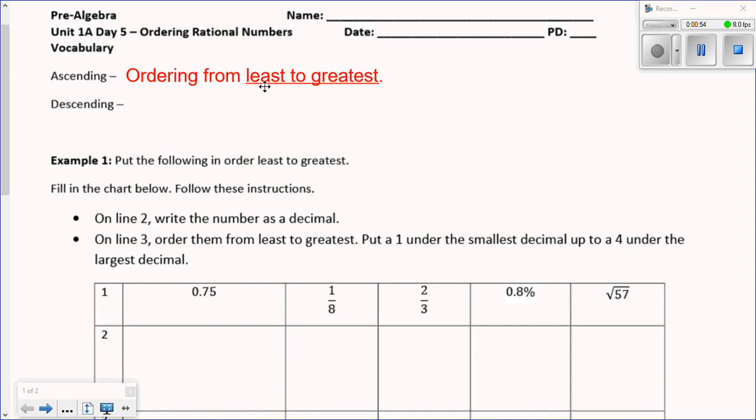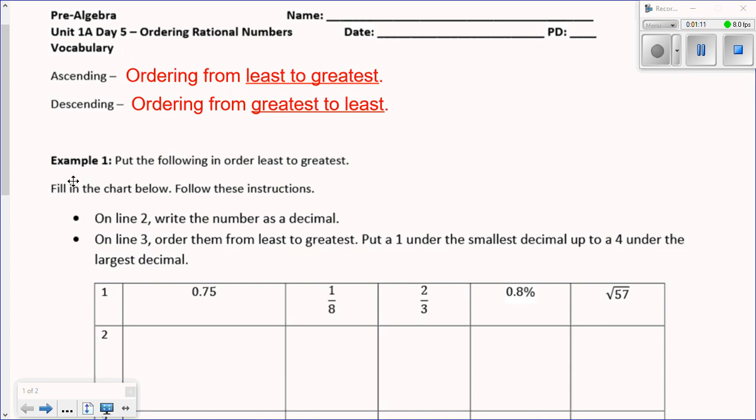Ascending means you're going to go from least to greatest, so it's just a fancy word that means least to greatest. Descending is ordering from greatest to least. So the fancy word for greatest to least is descending. Like descending downstairs and ascending upstairs.